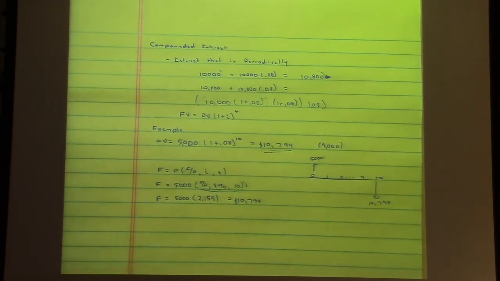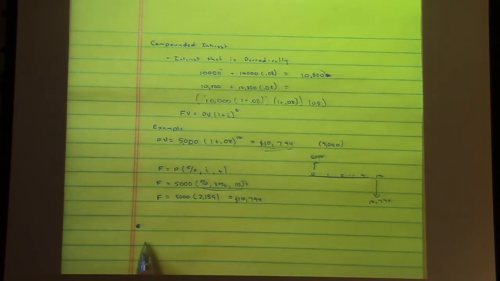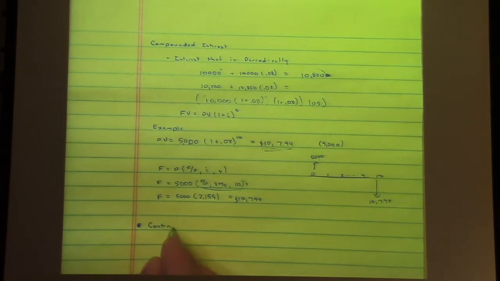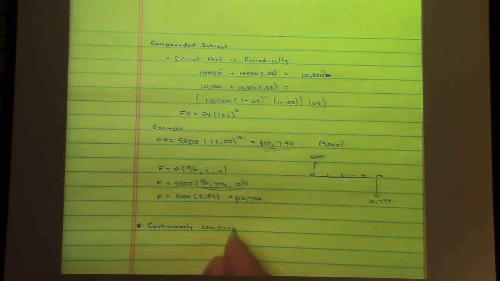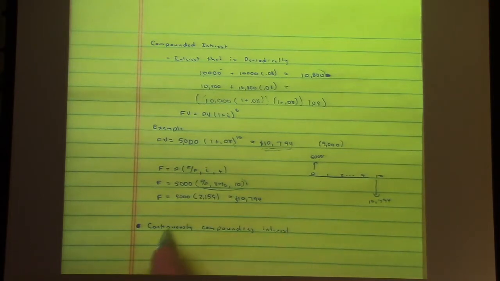Okay, one final type of interest that we need to be introduced to, even though it really doesn't come up too often. Most wise consumers recognize the fallacy in this type of interest, and that's what's known as continuously compounded interest. And what continuously compounding interest means is that interest is always compounding.